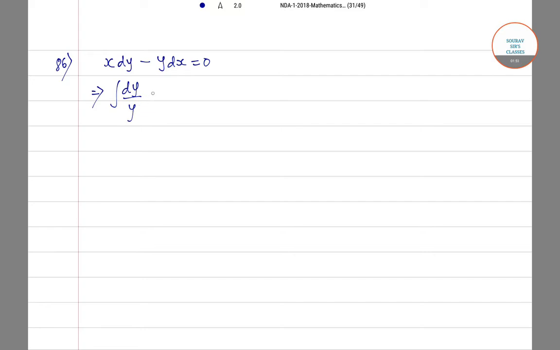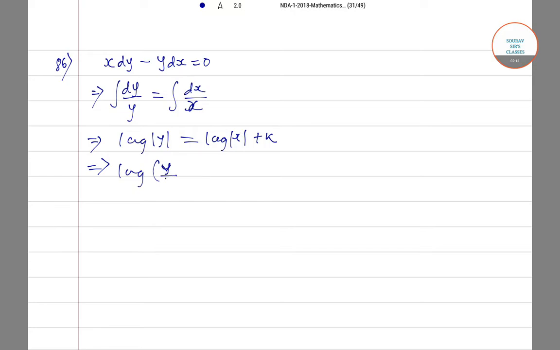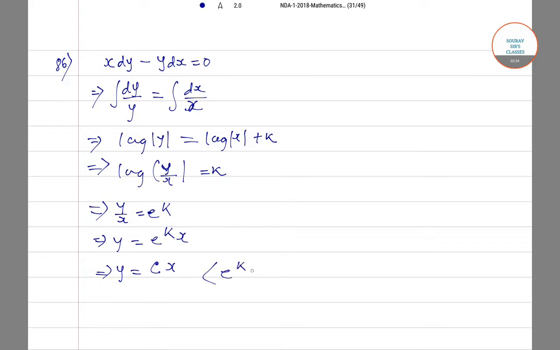dy by y equals dx by x, which gives log y equals log x plus k, which is log y by x equals k. Now it will be y by x equals e to the power k, and y equals e to the power k times x. So from here we can find the value of y to be equal to cx, because e to the power k is c.